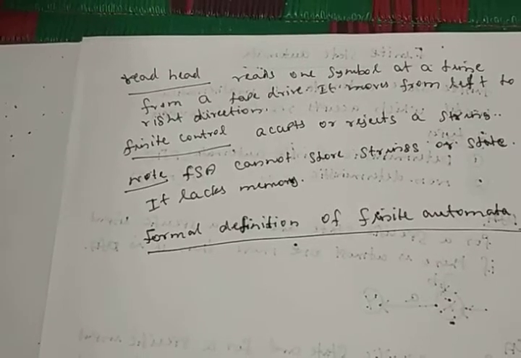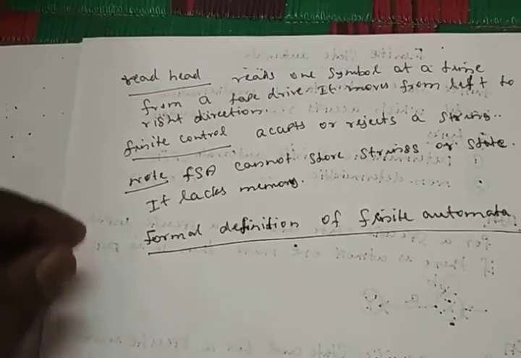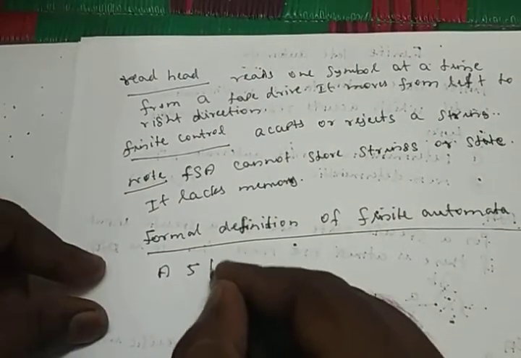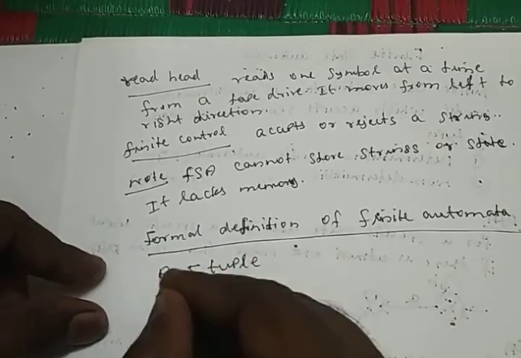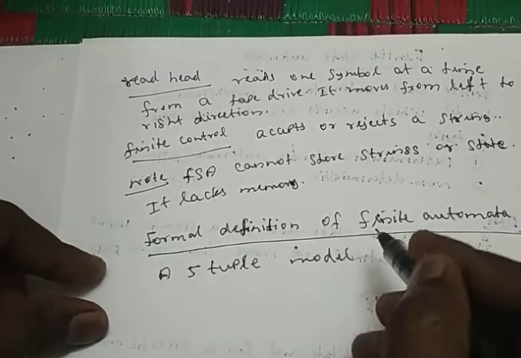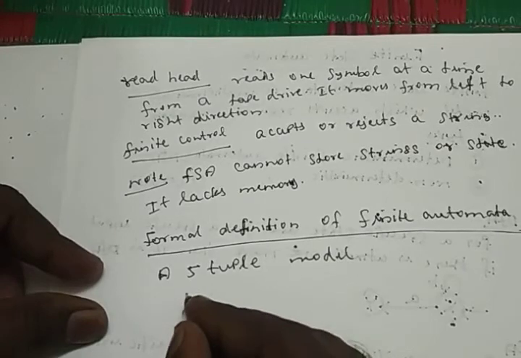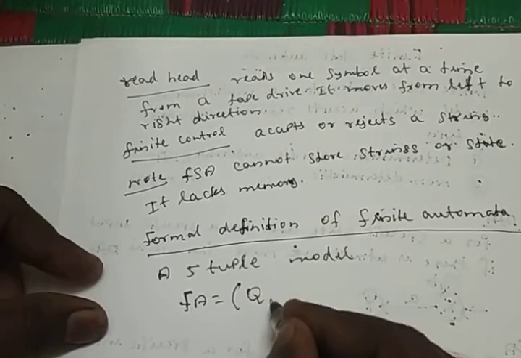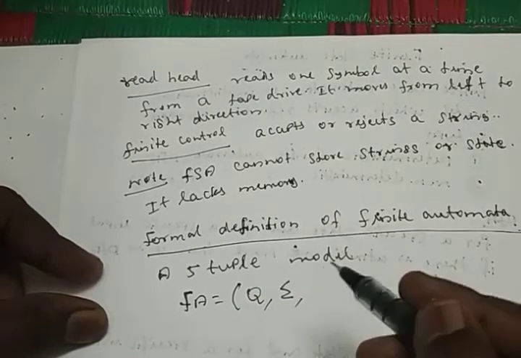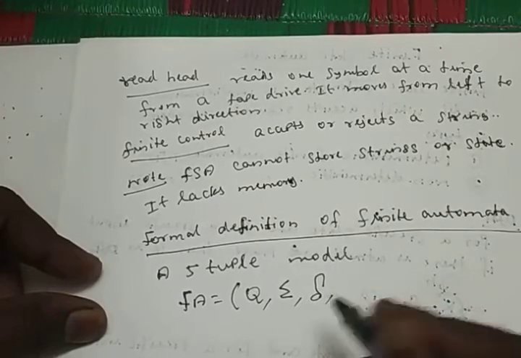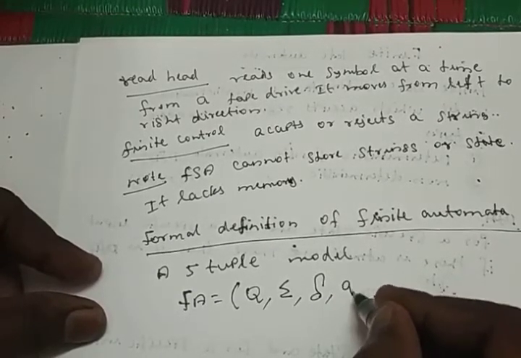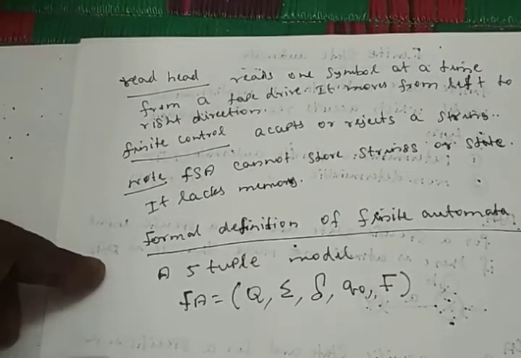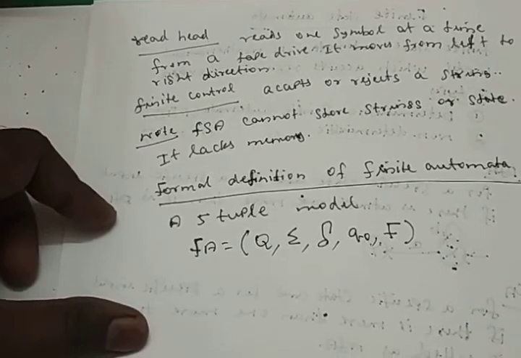So we will define the formal definition of finite automata. Finite automata can be formally defined as a five tuple model. So finite state automata, I can say that F is equal to Q, sigma, delta, Q naught, and capital F. So we will discuss what each and every parameter means.